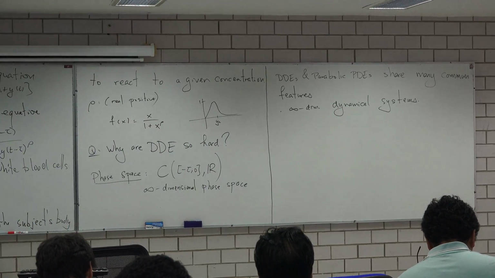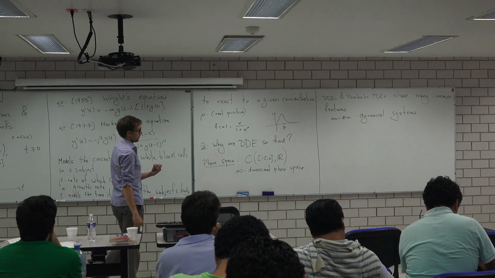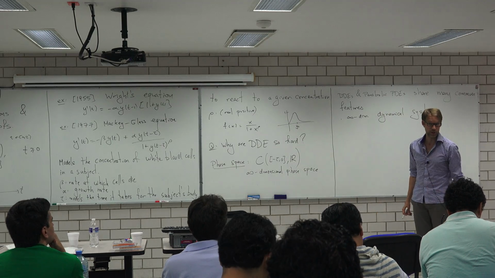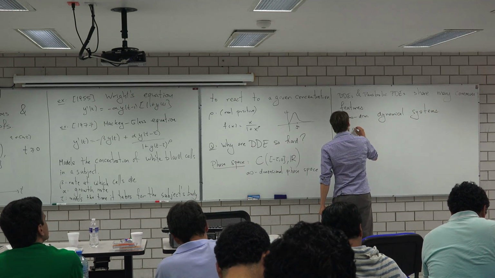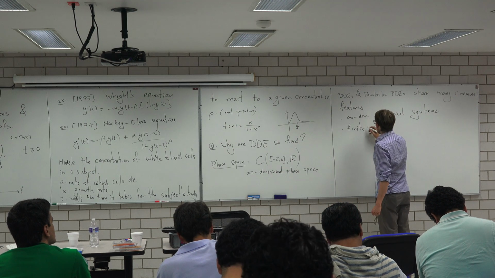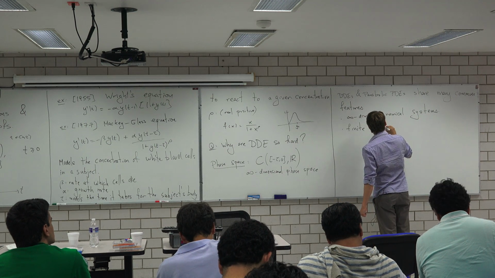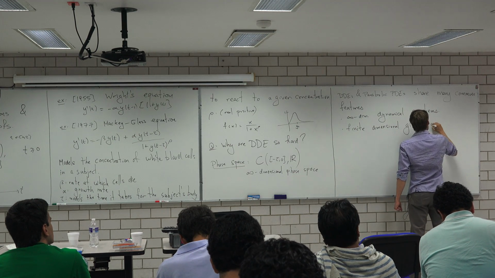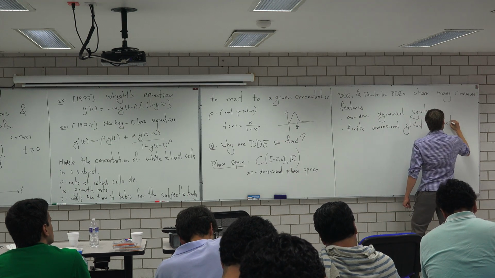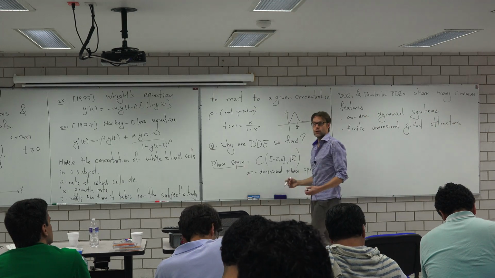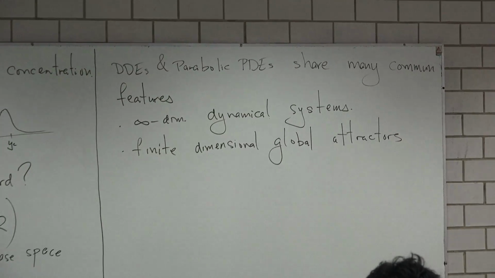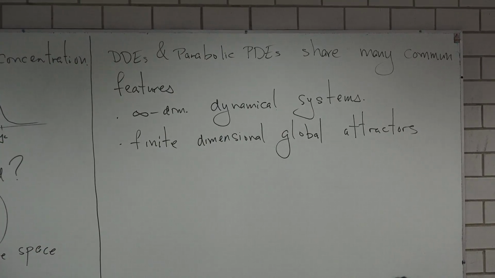Another feature which is interesting from our perspective is that a large class of DDEs and parabolic PDEs give rise to finite dimensional global attractors, because of the dissipativity nature. The seeds of these global attractors are often steady states, periodic orbits, connecting orbits, invariant tori, and so on.